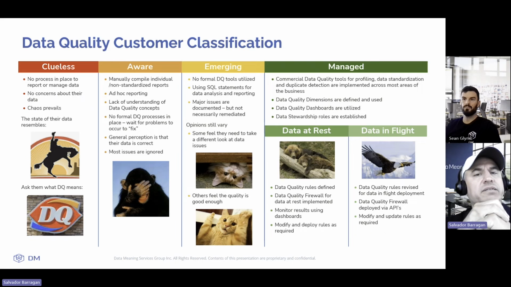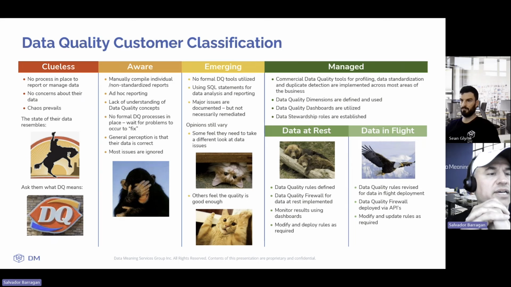So let's start with looking at this slide. We have a couple of different areas here. We have clueless, awareness, emerging, managed, and with managed we have data at rest and data in flight. So this represents, I would say, a maturity of data quality for an organization. So let's look at the first section.